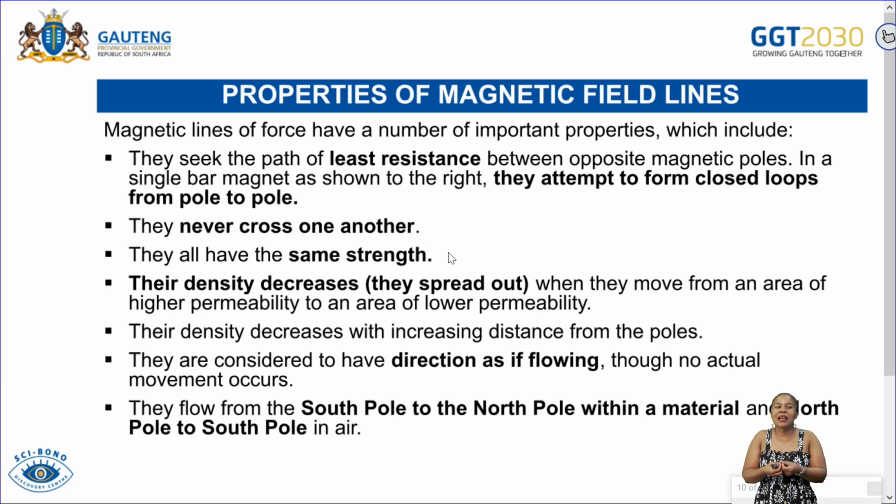Now they are considered to have a direction as flowing through, though there is no actual movement occurring. Remember, we had said that they are just continuous lines like that. There is no actual movement that is flowing, but they are considered to have a direction as if they are flowing. They flow from the South Pole to the North Pole within the material, but on the external part of the magnet, they move from the North Pole to the South Pole in the air.